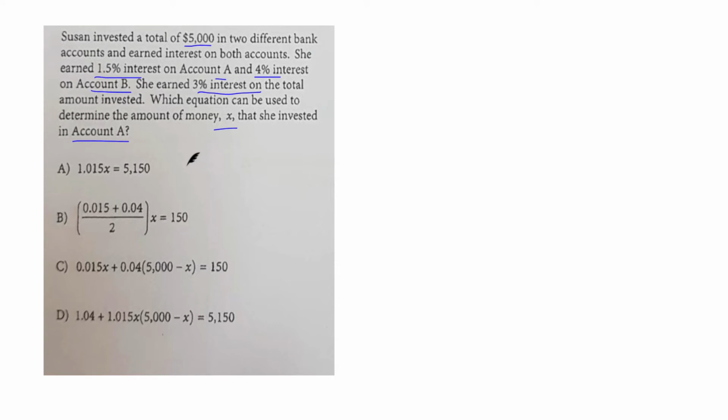Please pause the video and read the question again if you want. So let's say in bank account A, she deposited X dollars. So from here, you can say that she deposited 5,000 minus X dollars in account B. Now we have got two equations over here. The third thing you need to do is to look at the interest and then develop an equation from there.